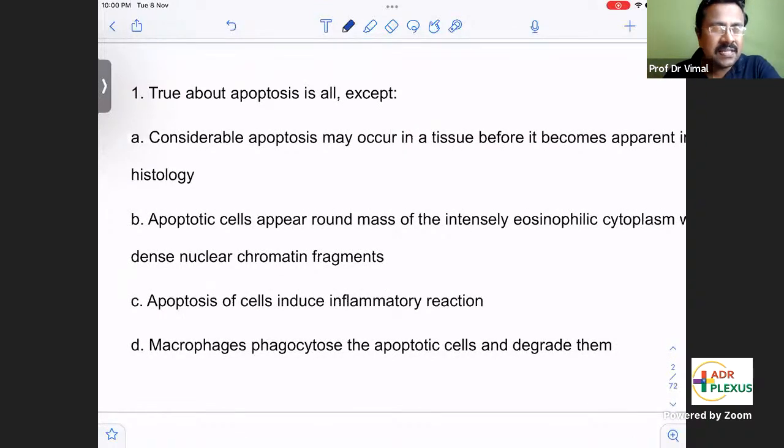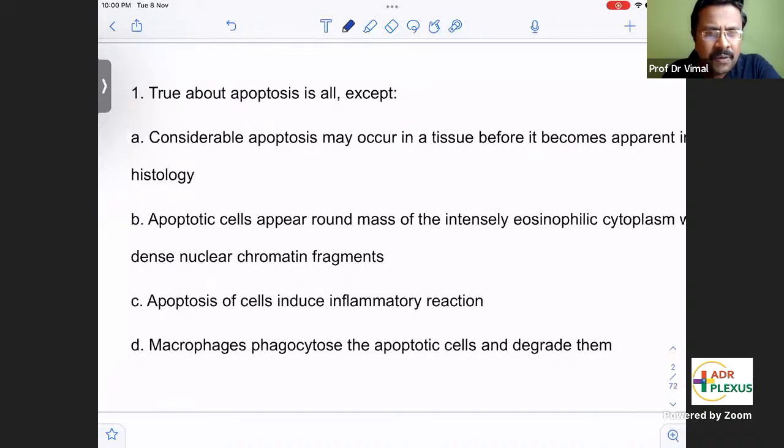It will be like a question answer based thing, and we'll be discussing the relevant options as well as the tangential, important points. So the first question: all of the following are true about apoptosis except.